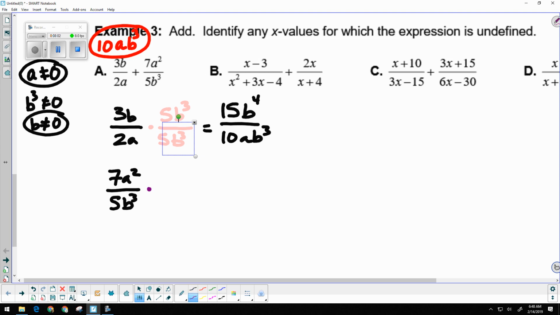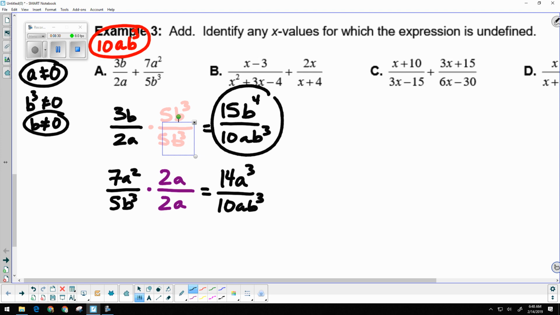Now, I have to do the same thing for 7a squared over 5b cubed. Well, this time, what do I have to multiply 5b cubed by to get to 10ab cubed? I have to multiply by 2a. If I multiply 5b cubed times 2a, I would get 10ab cubed. So multiply top and bottom, and I get 14a cubed over 10ab cubed.